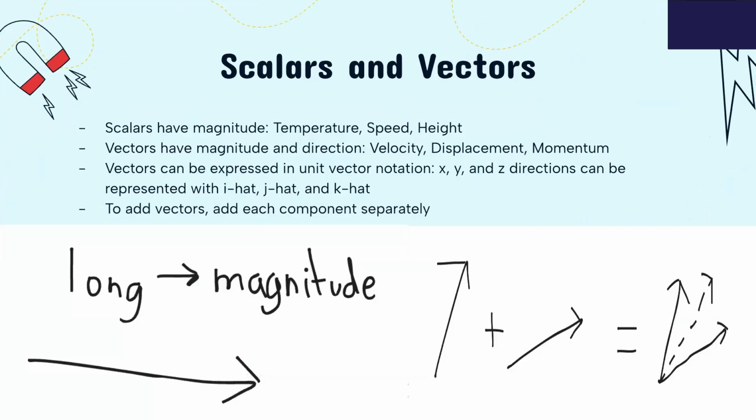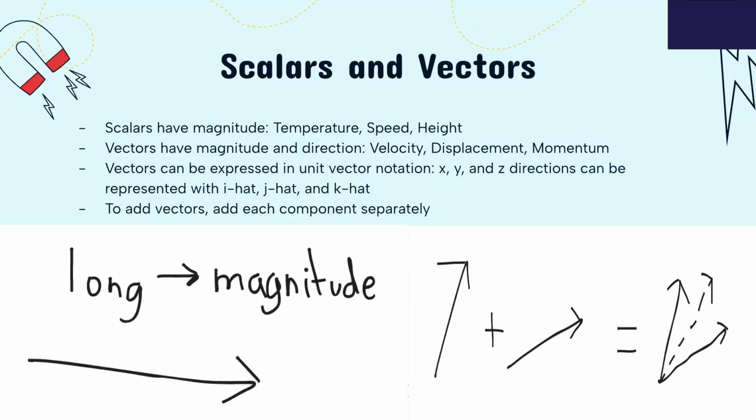So first let's start off with scalars and vectors. Scalars are something that have only a magnitude. Think of temperature, speed, and height. It's just a magnitude, it has no direction associated with it. But vectors have a magnitude and a direction. Think of velocity, displacement, and momentum. If you don't know what those are yet, don't worry, we'll go over it in the next few slides. But essentially, vectors have a magnitude and a direction.